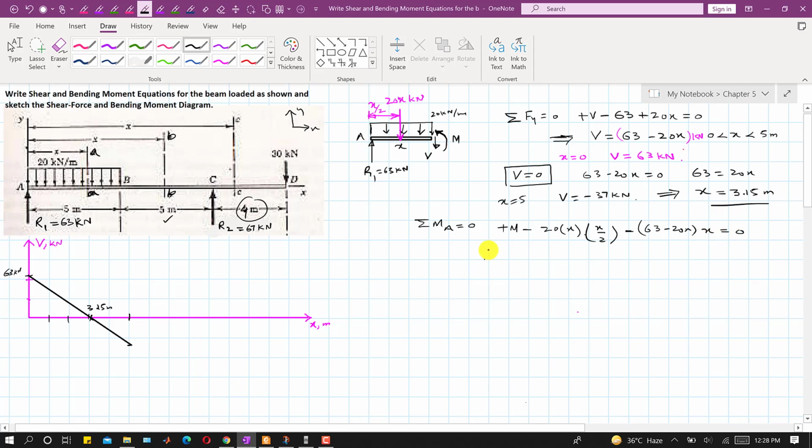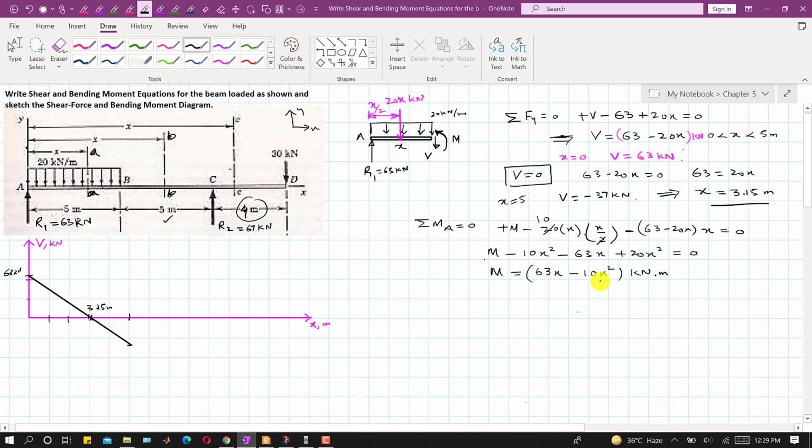So we can simplify it. So we can write that this is M. This will be minus 10x square minus 63x, minus into minus plus 20x square, and this is equal to 0. And similarly, we can write that this will become 10x square. So on the other side, it will become minus 10x square. This will become positive. So this will become 63x minus 10x square, and the units of this will be in kilonewton meter.